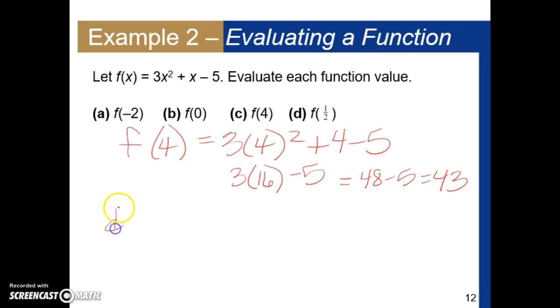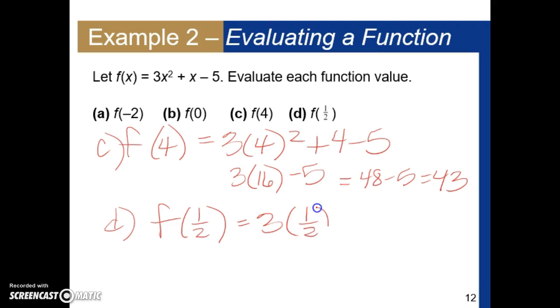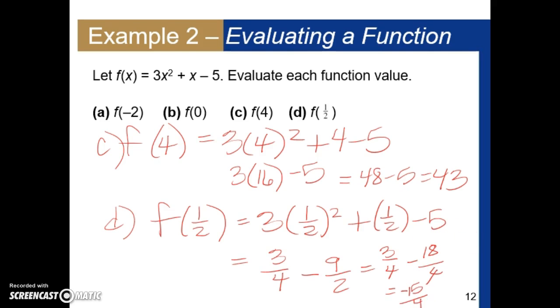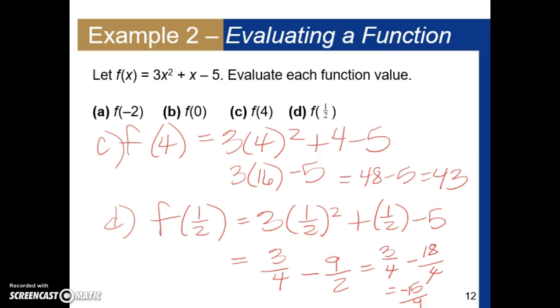And then D, that's C. D would be f of 1/2. So we would take 3 times the quantity 1/2 squared plus 1/2 minus 5. And so we're going to get 3/4 minus, this is 10/2 minus 1/2 would leave us 9/2. We find a common denominator, 3/4 minus 18/4 will give us a negative 15/4. Is that right? So you get the idea. It's just a matter of plugging in that value.